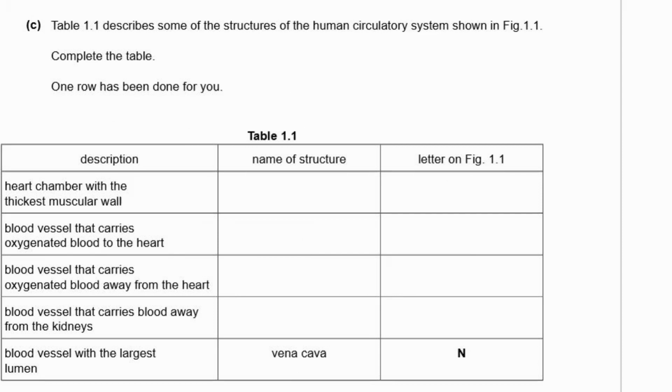C. Table 1.1 describes some of the structures of the human circulatory system shown in figure 1.1. Complete the table and one row has been done for you. So we have the name of the structure and we need to figure out what letter it is on figure 1.1. First of all, let's figure out the name of the structure. The heart chamber with the thickest muscular wall. Well, that is the heart chamber that needs to send blood pumping to the entire rest of the body. That would be the left ventricle.